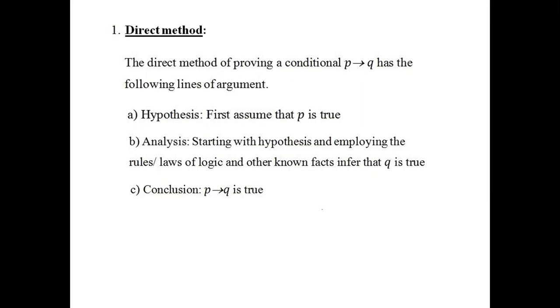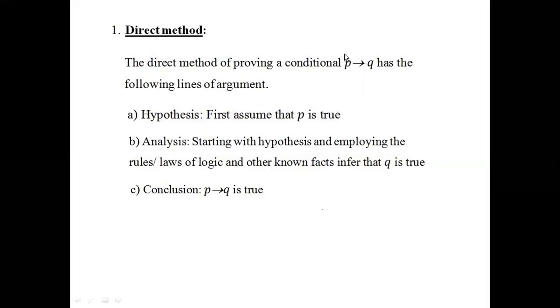So in the hypothesis, we first assume P is true. And keeping this P as true, we employ the rules of inferences or laws of logic or other known facts that we learned in the previous classes in logic. And we try to arrive at Q is true. So suppose we arrive at Q is true, then we will be able to say that P conditional Q is true.